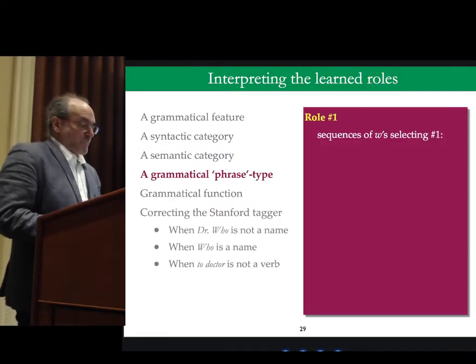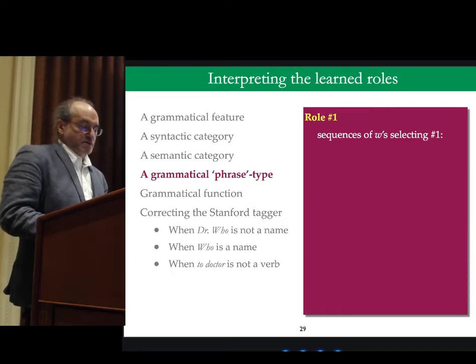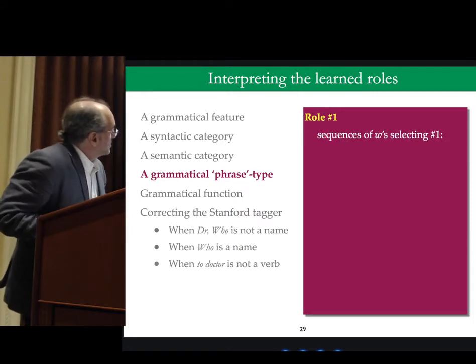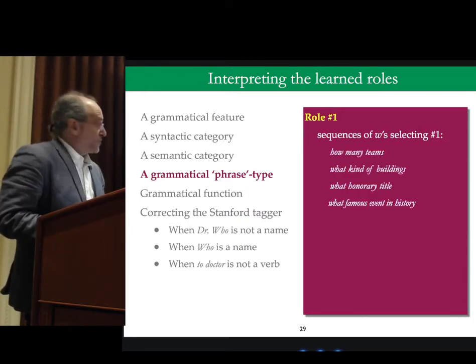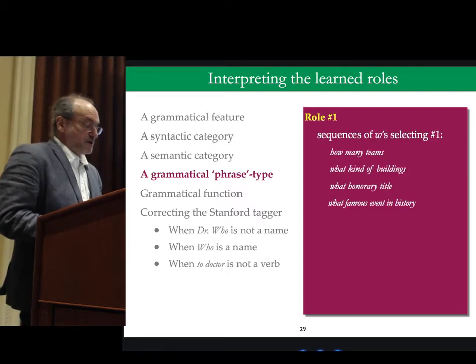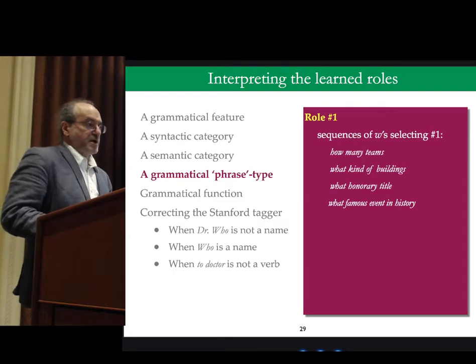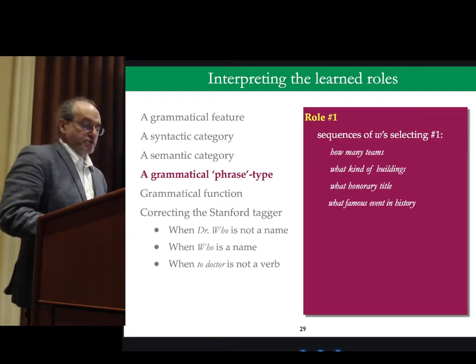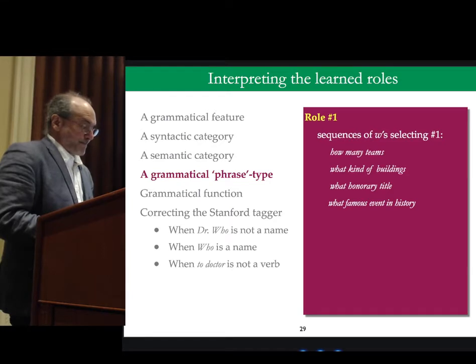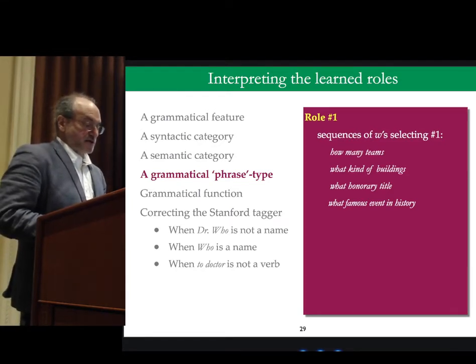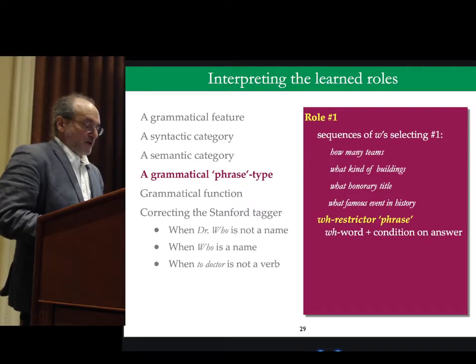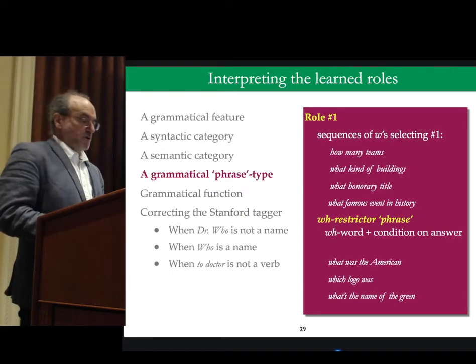Role 1 is assigned to sequences, not necessarily contiguous, of words, such as how many teams, what kind of buildings, and so on. We can interpret these as an approximation to something like a WH restrictor phrase, including the main WH word, as well as a property restricting the type of possible answers. These are not always true phrases in the syntactic sense. Other examples are, what was the American? Which logo was? What's the name of the green?